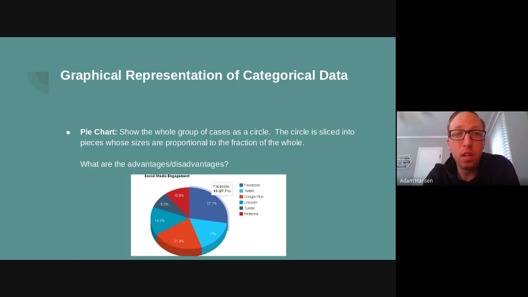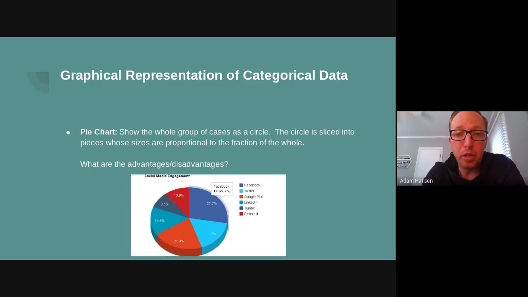Lastly, here we have a pie chart as another way to display categorical data. So we show the whole group of cases as a circle. We display the entire distribution as a circle, and the circle is then sliced into pieces whose sizes are proportional to the fraction of the whole. The proportion of cases that fall within each category of the variable.